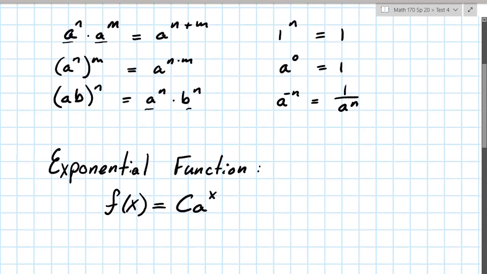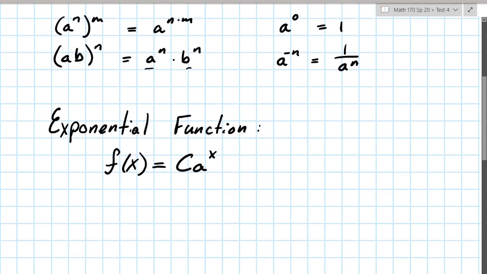So we're going to use those rules, and we're going to look at exponential functions. f of x equals c times a to the x power. Notice here our variable x is in the exponent, hence the name exponential functions. Previously we looked at polynomial functions where we had x as the base and a constant as the power, and that made a power function. So here we have x in the power.